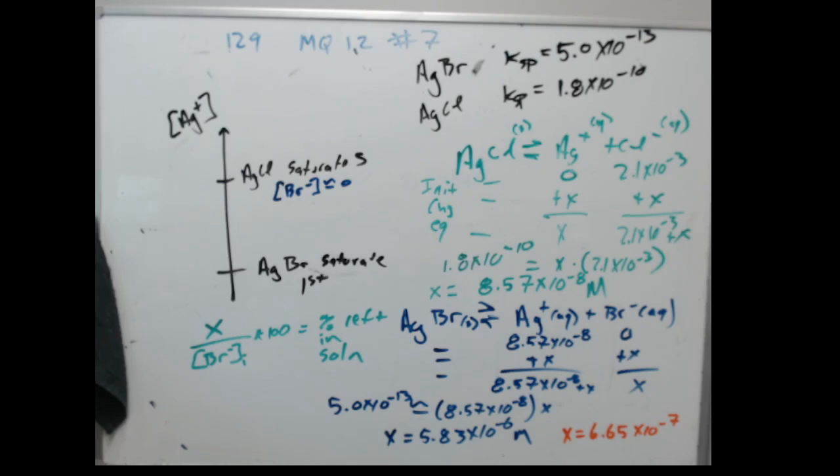So I calculate 6.65 times 10 to the minus 7. That's a pretty big error. That's more than double, so we're looking at about 100% error. Okay, so the x is small approximation. Now the problem tells us to use the x is small approximation.